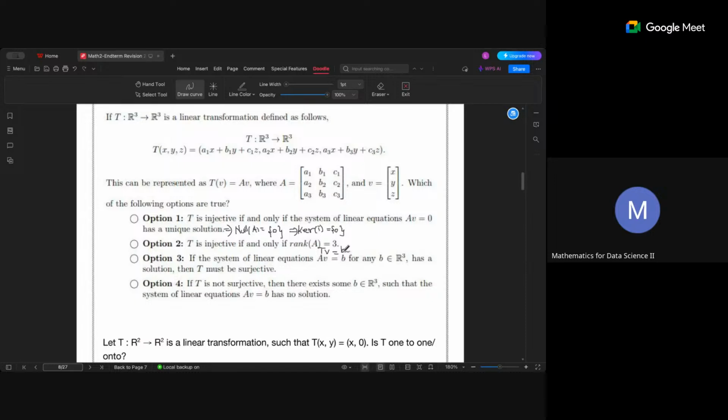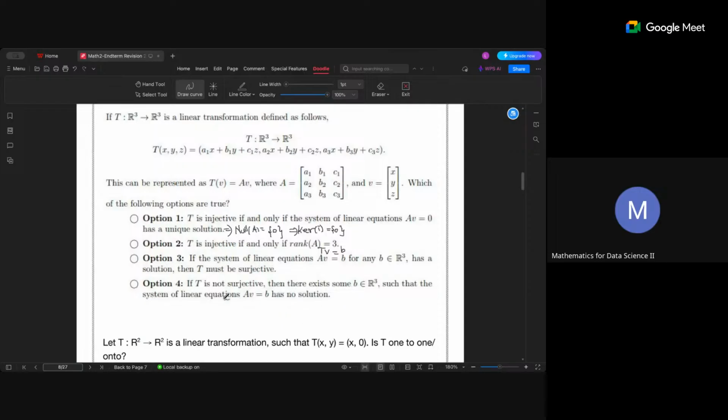Is it clear? The third option? Yes, ma'am. And the fourth option says that T is not surjective. It means that for at least one b, Av equal to b has no solution. Okay. So everything is just from the definition.